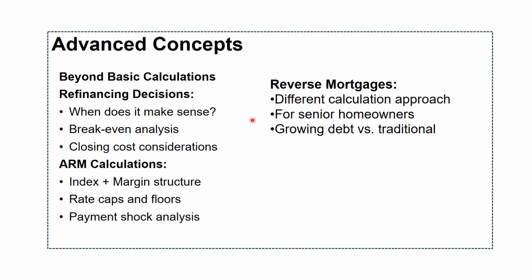Then we will go to certain advanced concepts. So, refinancing decision, right? Refinancing assesses when lower rate justify cost, right? So, using break even analysis, we have seen saving divided by closing cost, that you can take. Then ARM calculations, including index, example RBI repo rate, margin rate, caps, and payment shock risk. And we have reverse mortgages for senior debt. Debt grows as payments are received, unlike traditional loans.